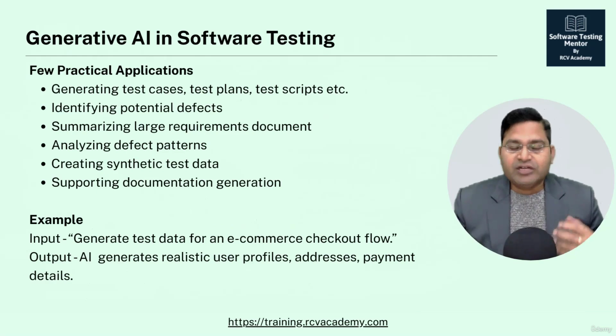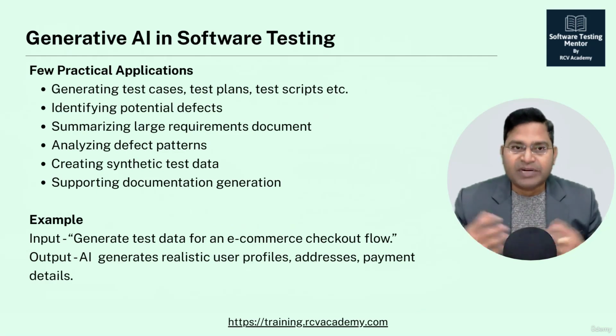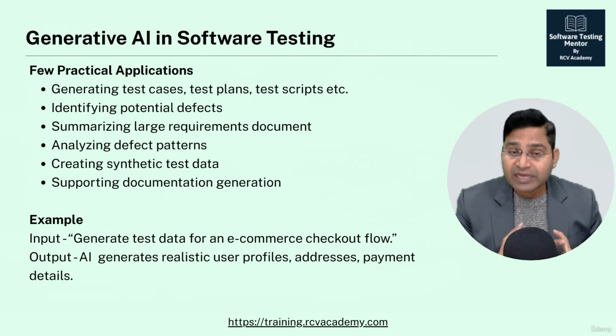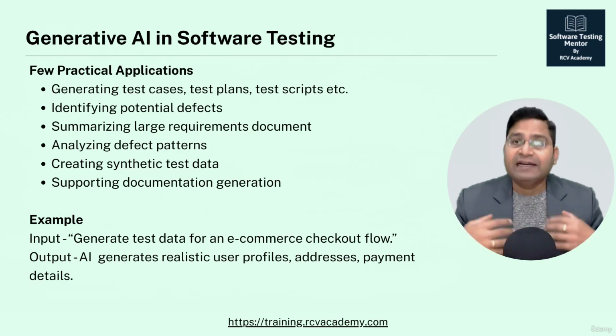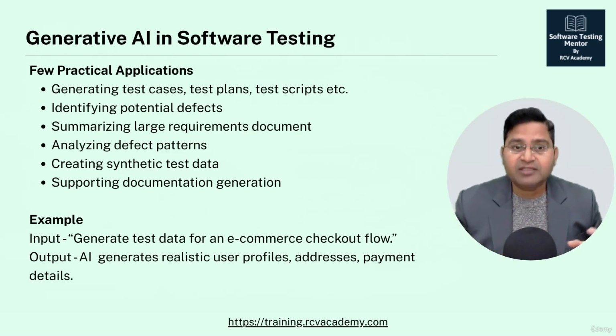Okay, now generative AI in software testing, some practical applications. In software testing, you can use Gen AI to create test plans, test cases, and test scripts, identify potential defects, summarize large requirement documents, analyze defect patterns, create synthetic test data, and support document generation. A lot of applications are there, and we'll understand these practically as well in the upcoming videos.